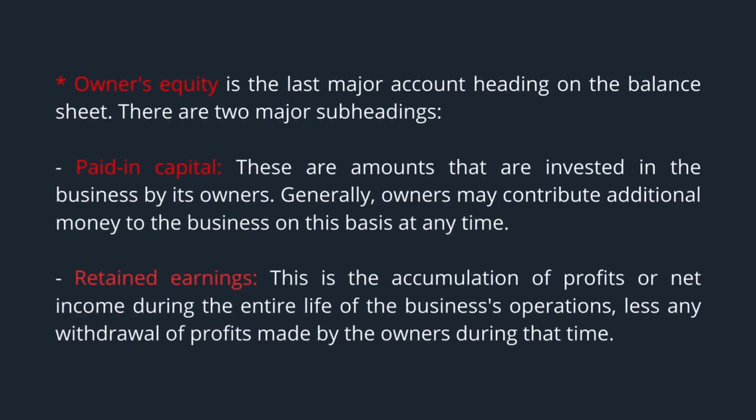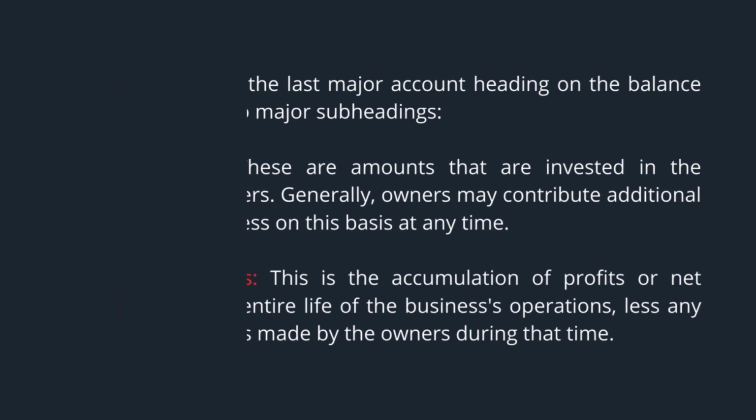Owner's equity is the last major account heading on the balance sheet. There are two major subheadings. Paid in capital: these are amounts that are invested in the business by its owners. Generally, owners may contribute additional money to the business on this basis at any time. Retained earnings: this is the accumulation of profits or net income during the entire life of the business's operations, less any withdrawal of profits made by the owners during that time.